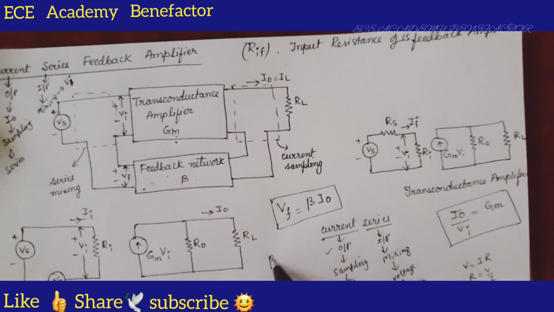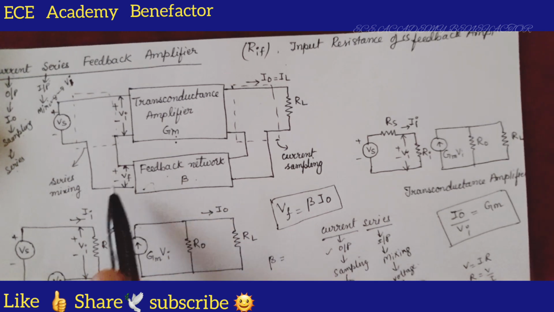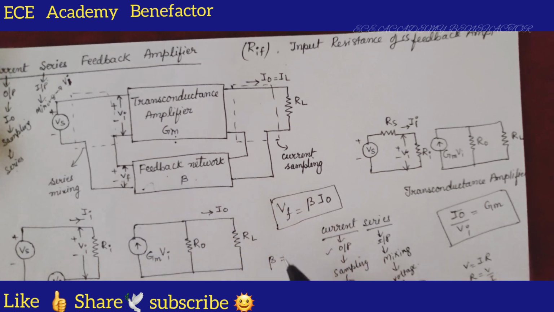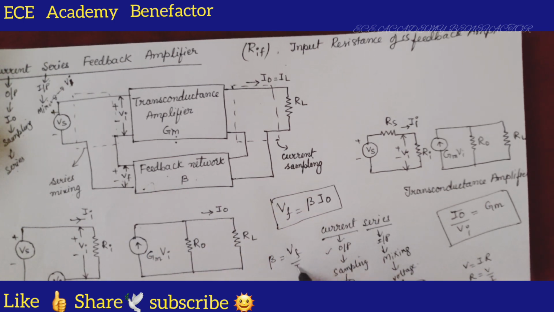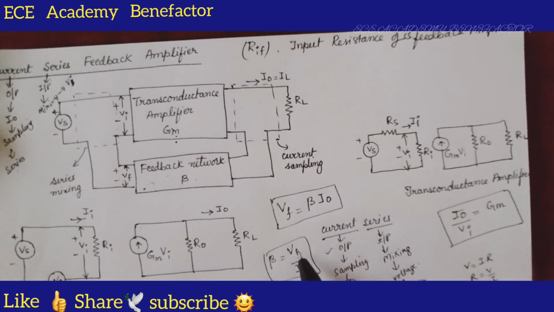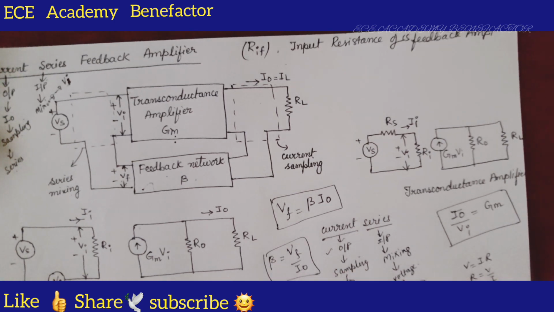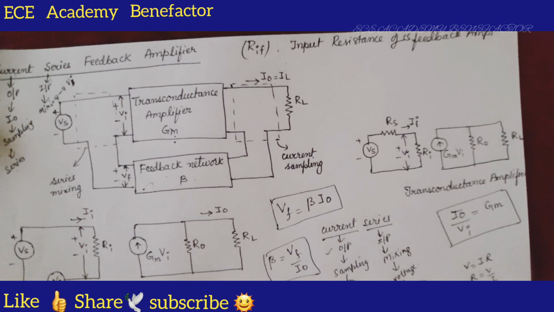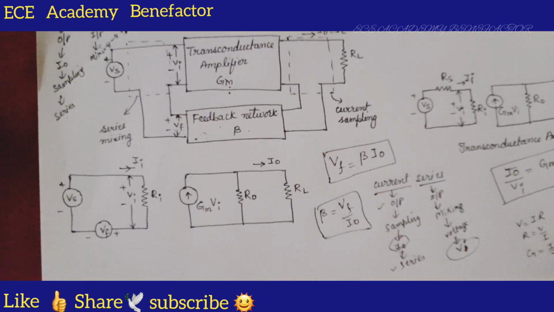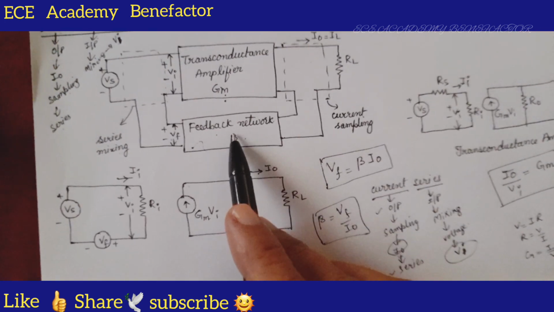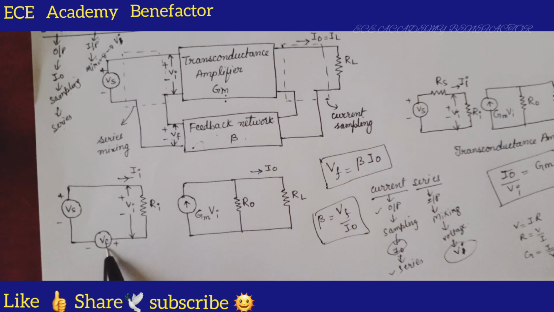That is, beta is a ratio. Ratio means output by input. What is the output? Vf. Input is I0. So Vf is equal to beta times I0. Okay, so what has it done? We have replaced this feedback network by connecting a feedback voltage at the input circuit.